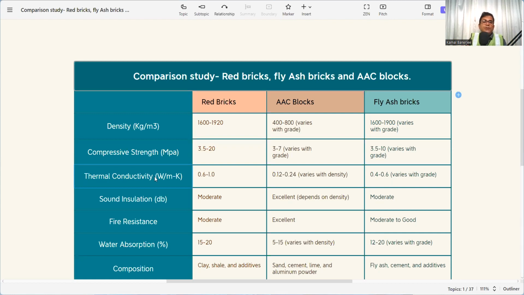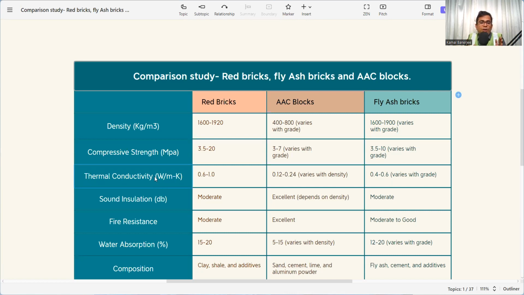So let's start with red bricks, AAC blocks, and fly ash bricks. What is the density? The density of red bricks is 1600 to 1920 kg per cubic meter, and AAC is 400 to 800. That means low density or low weight. And fly ash is 1600 to 1900, same as red bricks. So if anybody wants a structure where the load on the wall should be less, they should go for AAC blocks, because they have lower density and lower weight.